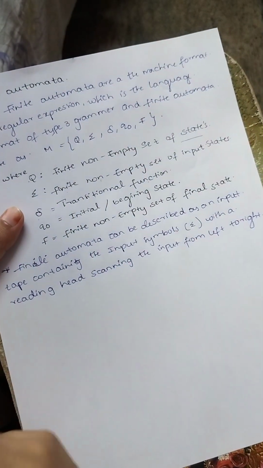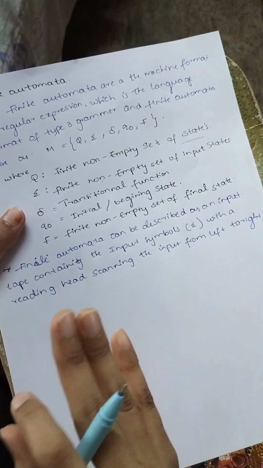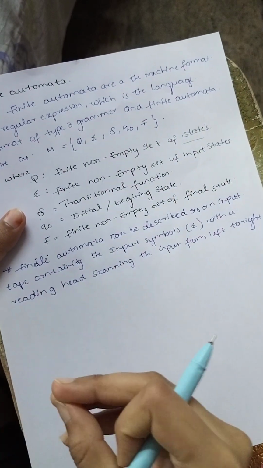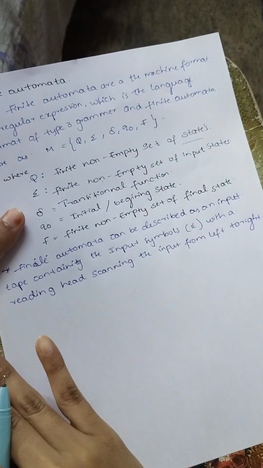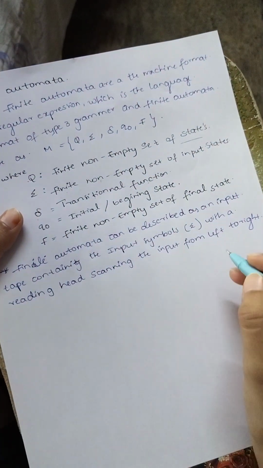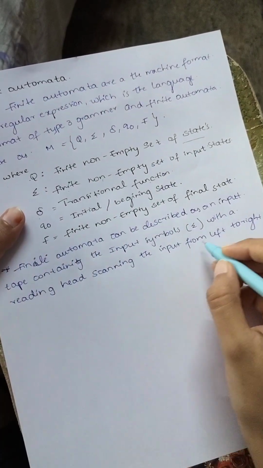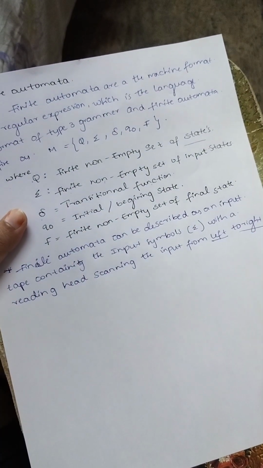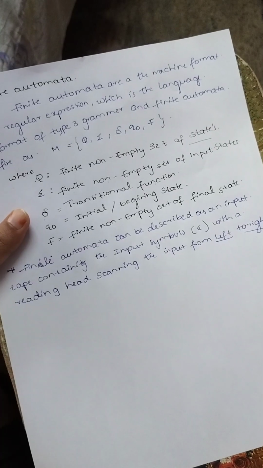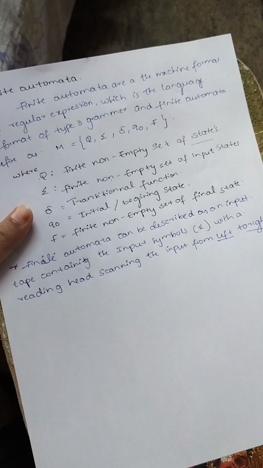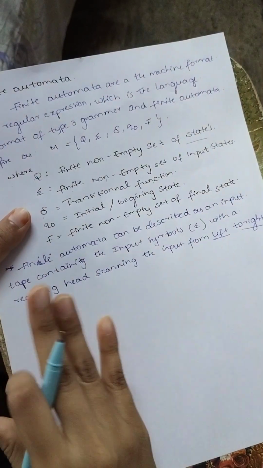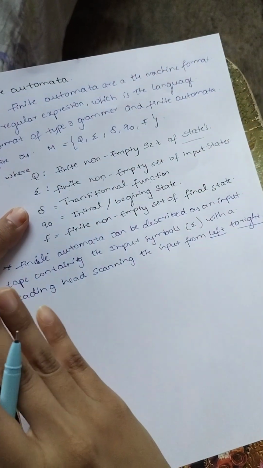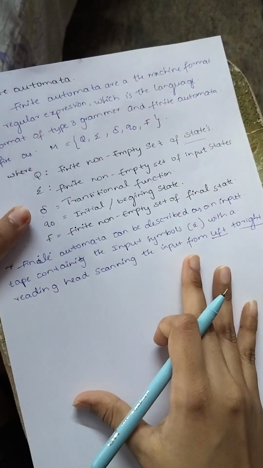So here we are saying that the finite automata can be described as an input tape containing the input symbols with a reading head scanning the input from left to right. The reading should be done from left to right.